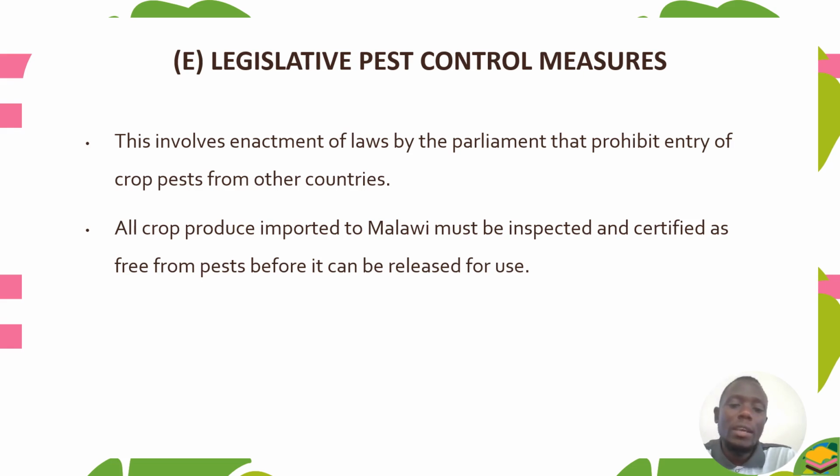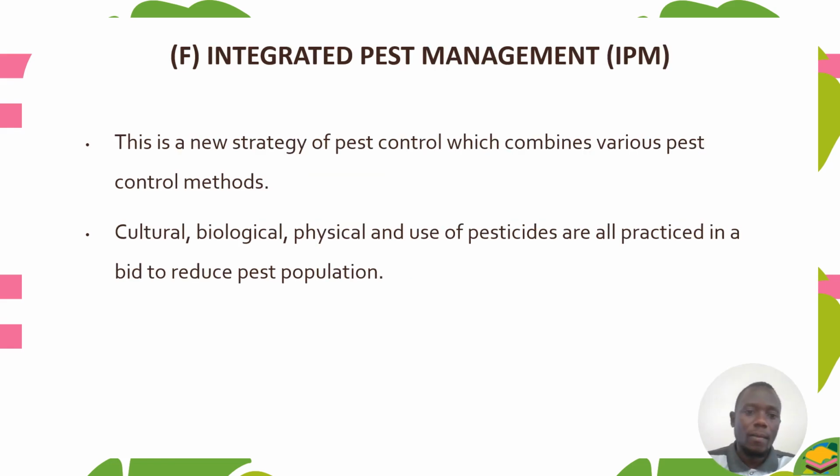So all the crops which are entering into our country, they have to be checked, they have to be inspected so that they are not containing pests which can affect our crops in our country. So that's the legislative pest control measure.